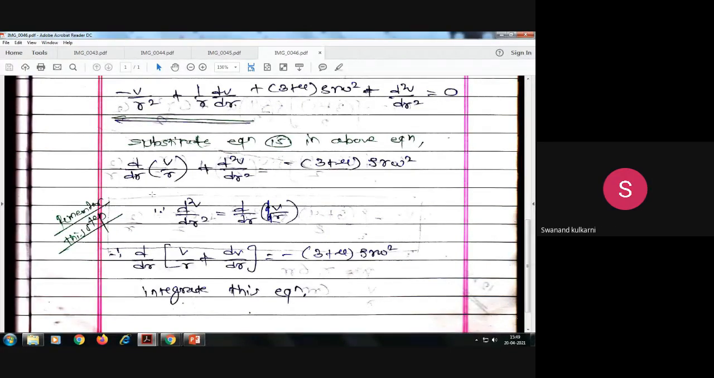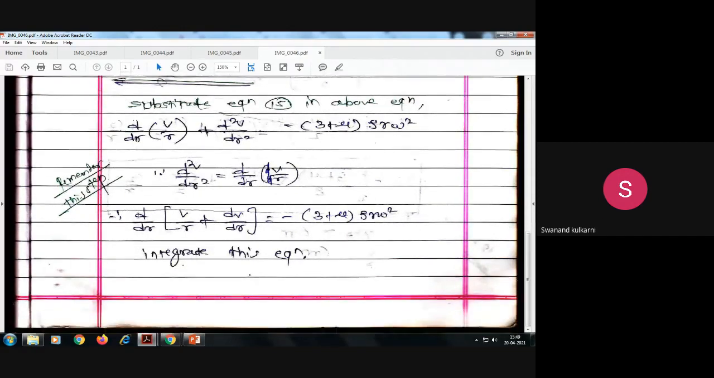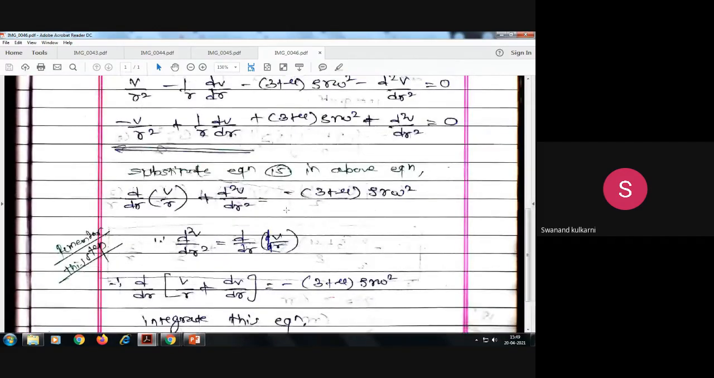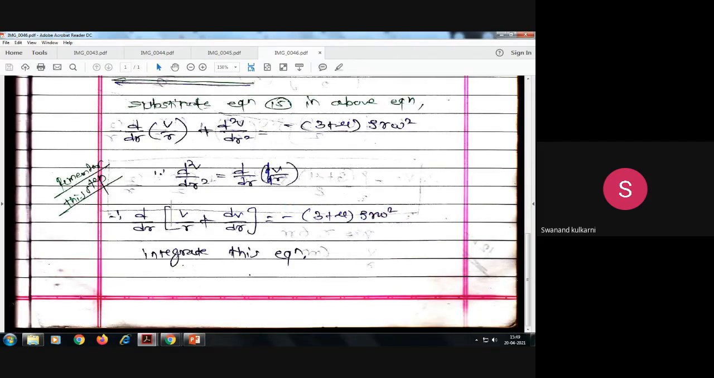So here dou 2v upon dou r2. So this small adjustment with this equation has been made, and here it is d by dr into bracket v by r plus dv by dr. So the right hand side is minus into bracket (3 plus mu) rho r omega square. So that is present here. And then here one more step is carried, that is this equation is integrated.